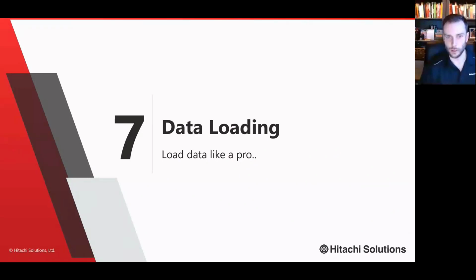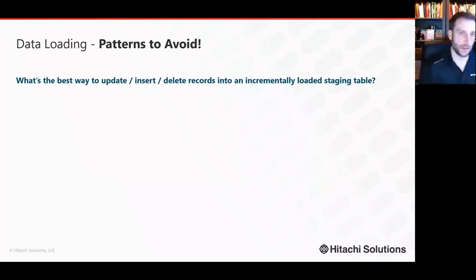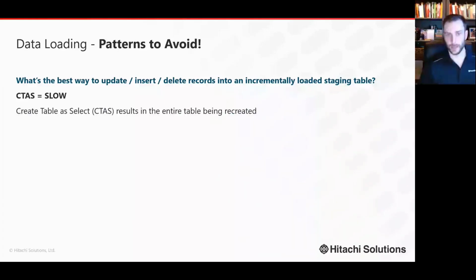Now let's talk about data loading patterns. So, patterns to avoid. Let's talk about what is the best way to update, insert, or delete records into an incrementally loaded staging table. CTAS, or create table as select, for an upsert into a table is going to be extremely slow, and here's why. The CTAS is resulting in the entire table being recreated. So if you have a massive table, let's say 1% of the rows are being updated or potentially deleted, you are not moving just 1% of the table or updating just 1% of the table, you are moving and recreating 100% of the table.